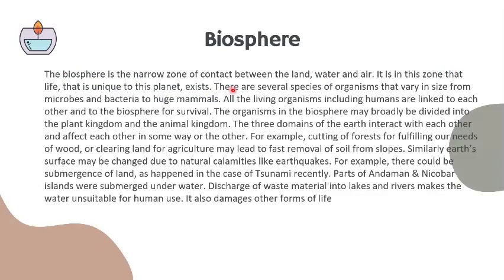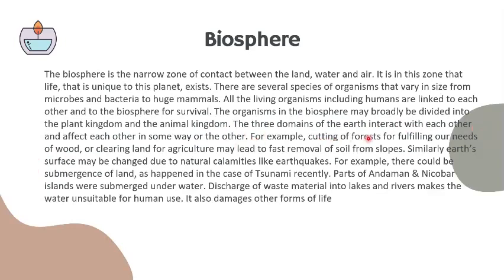There are several species of organisms that vary in size from microbes and bacteria to huge mammals. All the living organisms including humans are linked to each other and to the biosphere for survival. The organisms in the biosphere may broadly be divided into the plant kingdom and the animal kingdom. The three domains of the earth interact with each other and affect each other in some way or other.